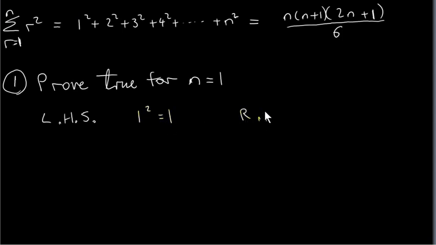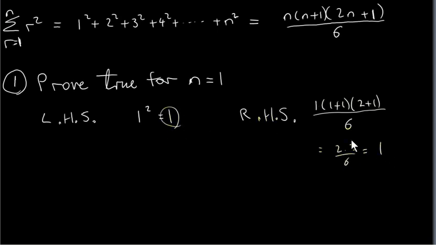Now let's look at the right hand side. Let's plug 1 into this. So we get 1 times 1 plus 1 times 2 plus 1, which is 2 plus 1, all over 6. So we have 1 times 2 times 3. So we have 2 times 3 divided by 6. That's 6 divided by 6, which is 1. So we get the same result on both sides. So that shows that this formula is valid for n equals 1.